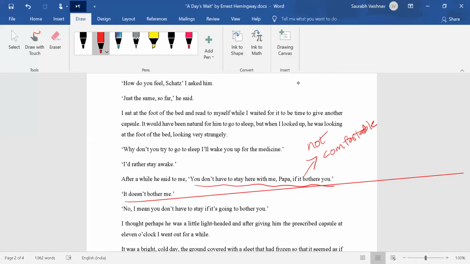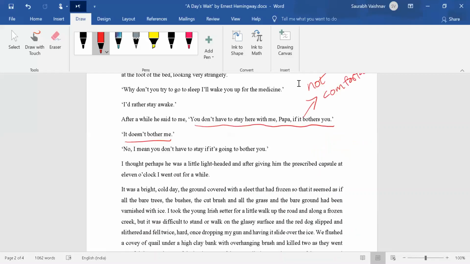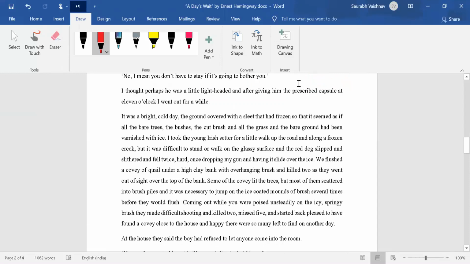So what did the father say? It does not bother me. Naturally, why would any parent feel bothered to stay with their child? No, I mean, you do not have to stay if it is going to bother you. So then Shads is again saying, Father, if anytime you feel uncomfortable, you can leave. I thought perhaps he was a little light-headed. So the father thought that maybe Shads needs some rest, maybe some time alone.